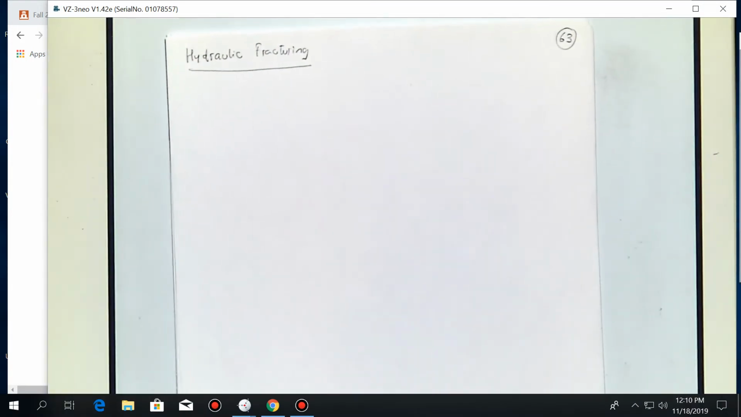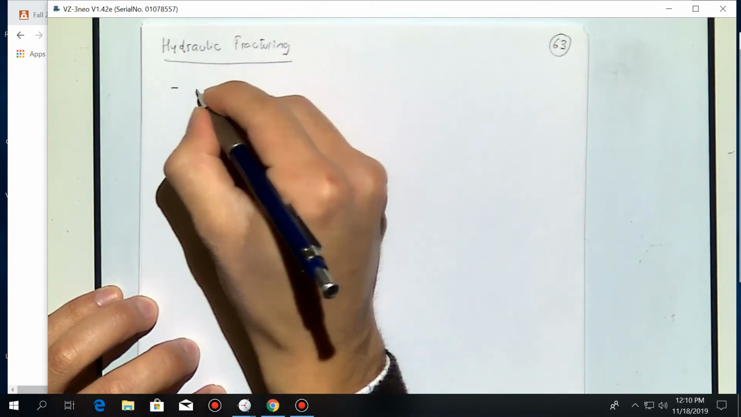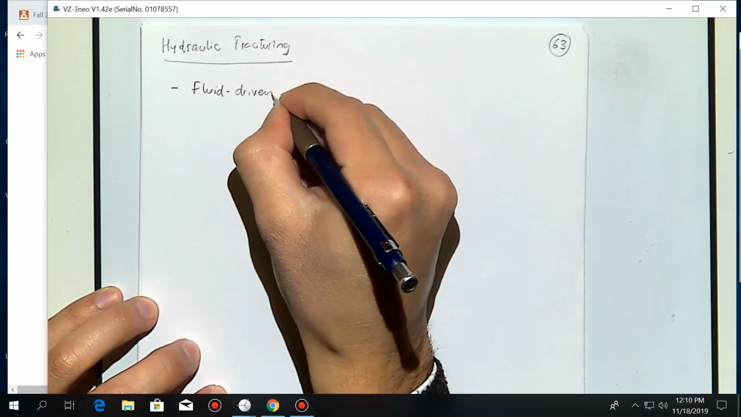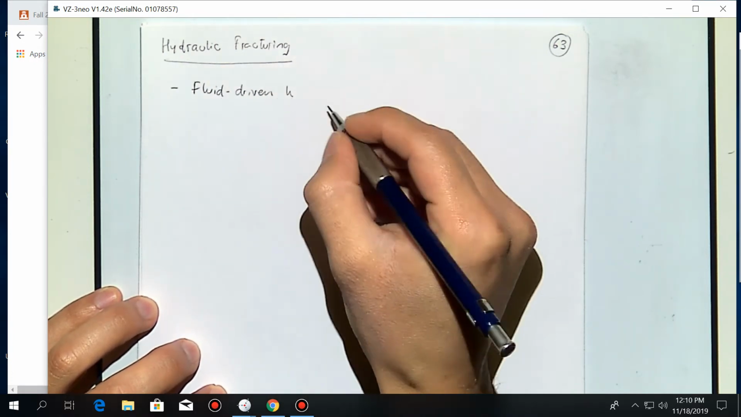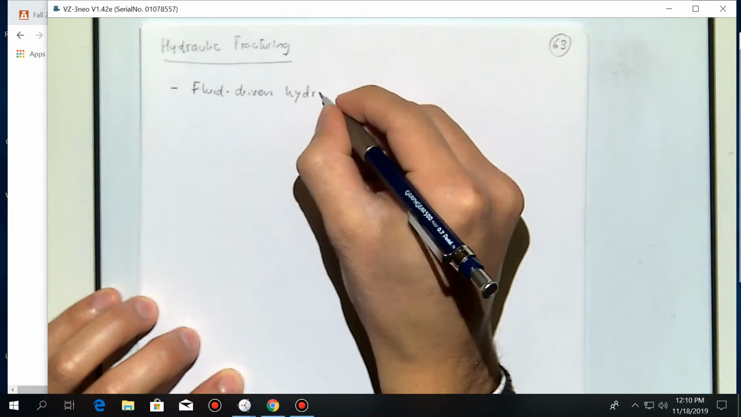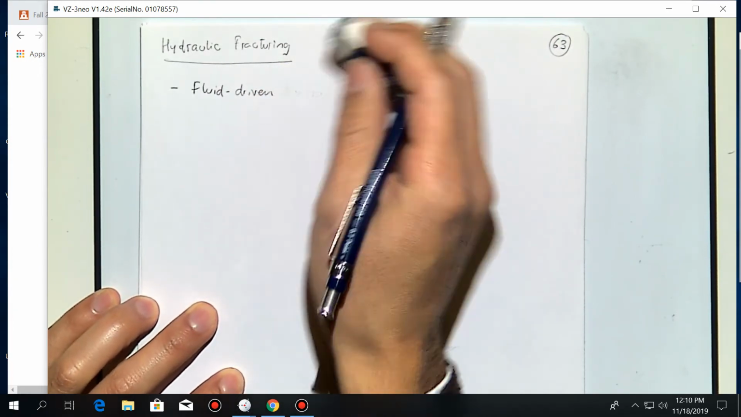Okay, so today we start talking about hydraulic fracturing, and the first topic is fluid-driven hydraulic fractures in nature. We just call it fractures. Fluid-driven hydraulics is the same thing.